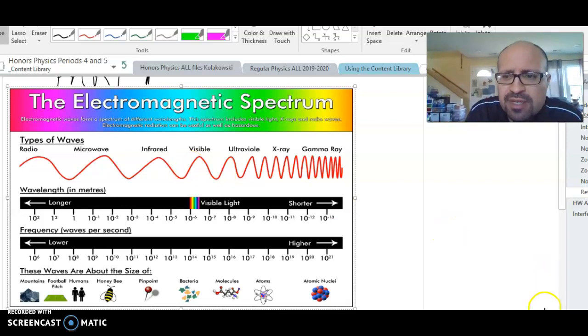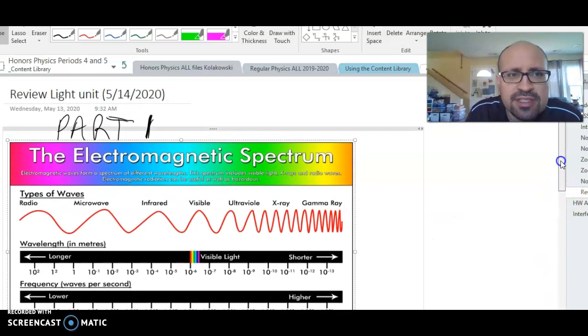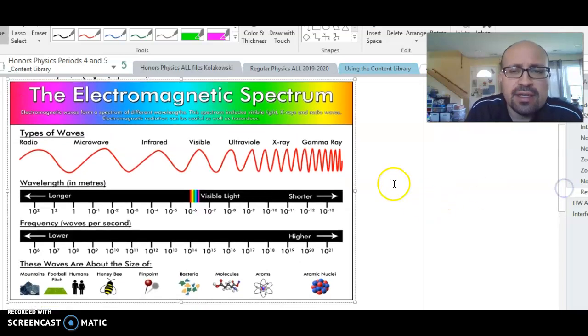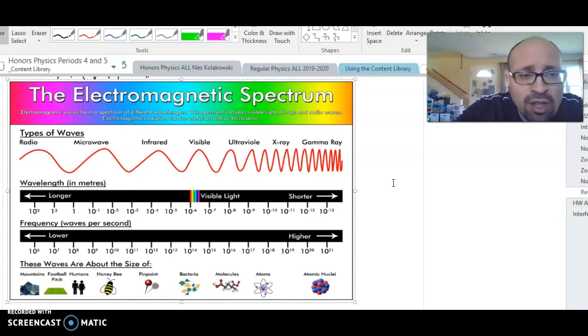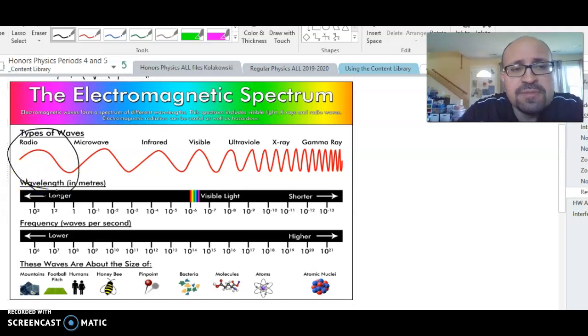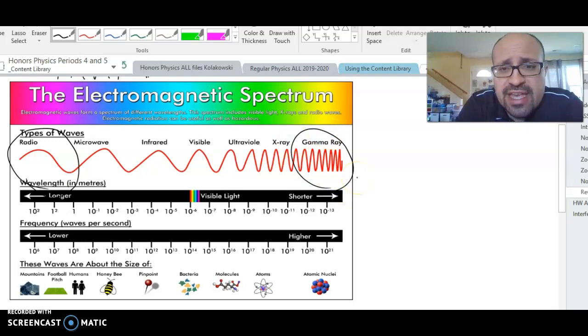As you can see in this picture, this is one of the resources that you had in the electromagnetic spectrum lesson. You'll notice that the long wavelength radio waves have a low frequency, so large wavelength, low frequency. Whereas as we go across the spectrum to the really scary, dangerous stuff, the gamma radiation, we have small wavelengths, really high frequencies.